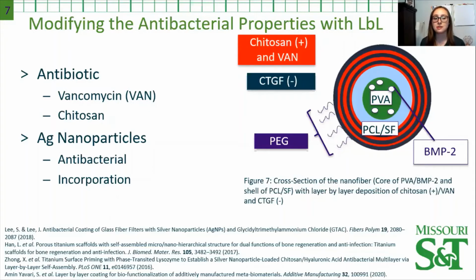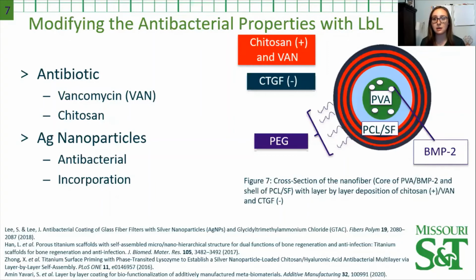Another option for preventing bacterial adhesion is the incorporation of nanoparticles. Silver nanoparticles are known for having antibacterial properties. However, they're toxic at high concentrations and can suffer from inactivity when incorporated into layer by layer. As you can see in this picture, the vancomycin is added along with each layer of chitosan.